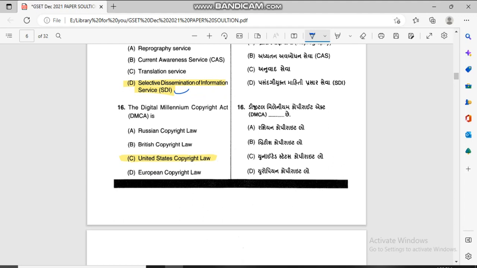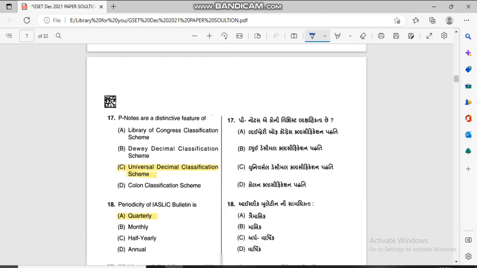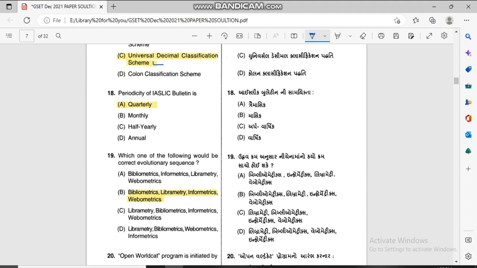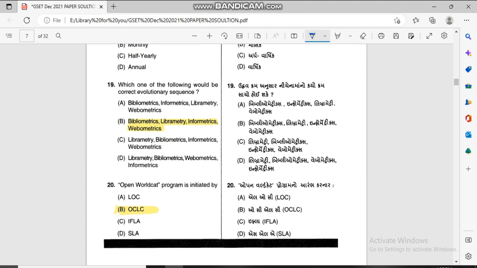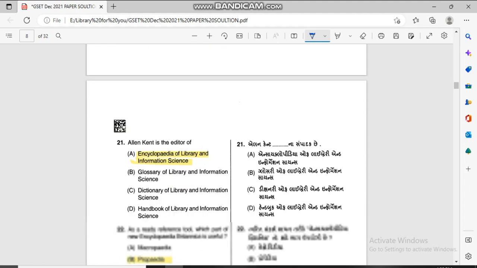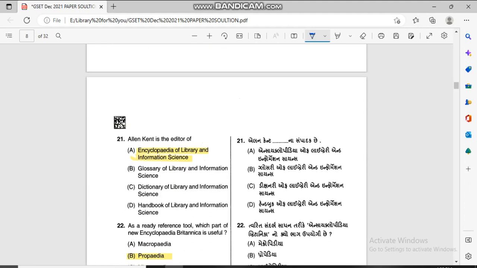The Digital Millennium Copyright Act is a United States copyright law. P-notes are a distinctive feature of the Universal Decimal Classification scheme. Periodicity of the SLIC bulletin is quarterly. Which one of the following would be the correct evolutionary sequence? Bibliometrics, Librametrics, Informetrics and Webometrics. Open WorldCat program is initiated by OCLC. Allen Kent is the editor of Encyclopedia of Library and Information Science.